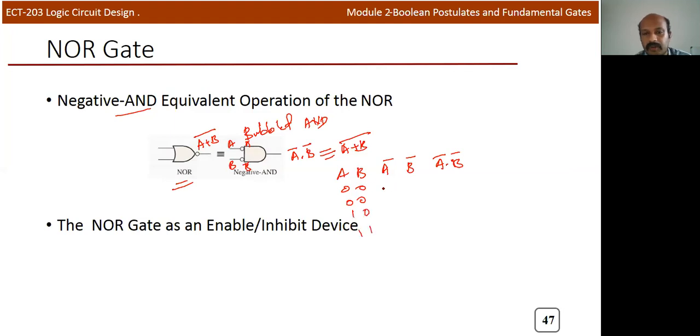Now I can write the complement of A. So 1 1 0 0. Here it is 0 1. So if you take the complement of B, it's 1 0 1 0. Now I need to perform the AND operation. 1 and 1, 1. 0 0 and 1 0 0. Okay.